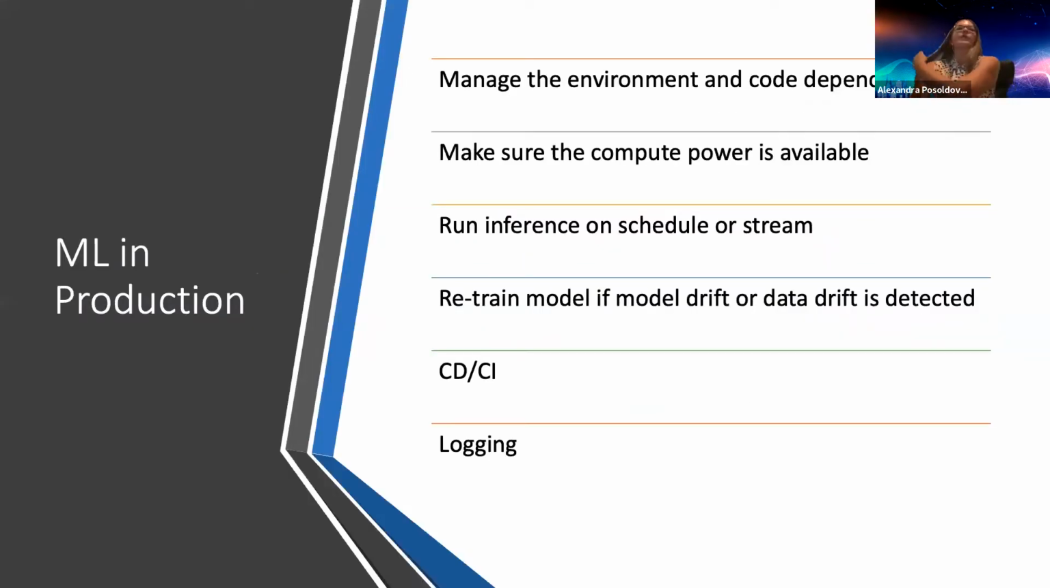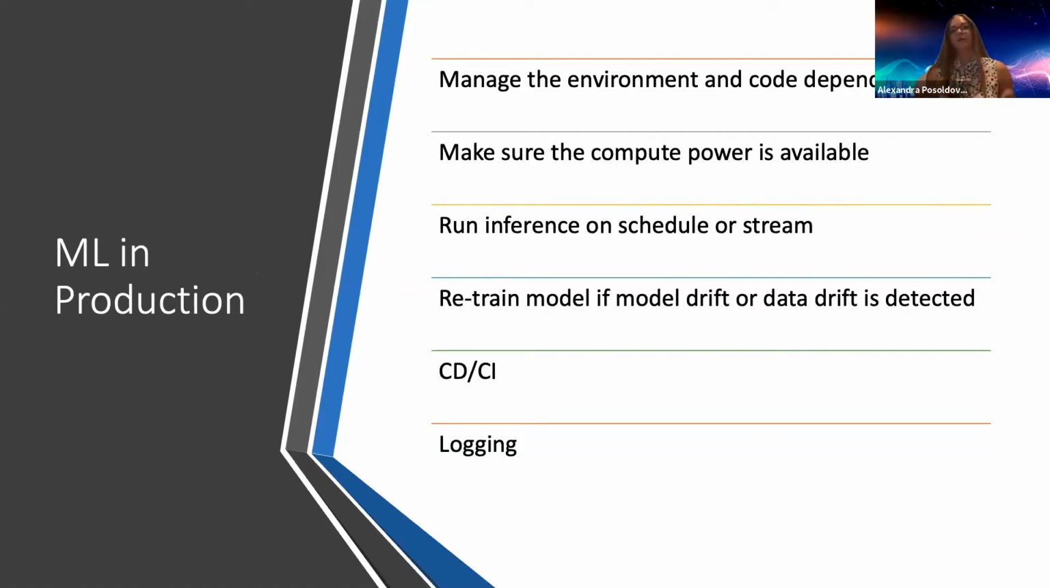So once you've done development and are moving into production, again, you need to manage the environment and all of the code dependencies, all of the raw libraries that the code is using. Make sure that the compute power is available. If it is batch inference, you would spin it up once in a while, making sure that the compute instance it needs is available, or if it's stream, you need to manage high availability of the compute instance and scalability if needed.